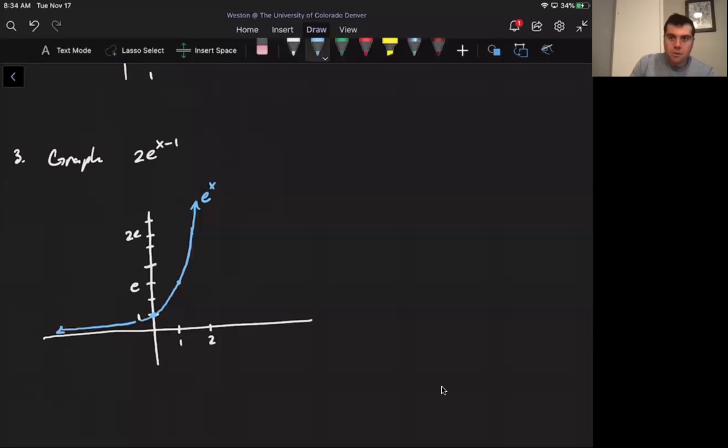And now we have 2 transformations to make. So the first one we'll handle is this minus 1. And so that's going to be a rightward shift by 1 unit. So we'll just translate our important points over 1 unit and just resketch the curve. So there we go with that.